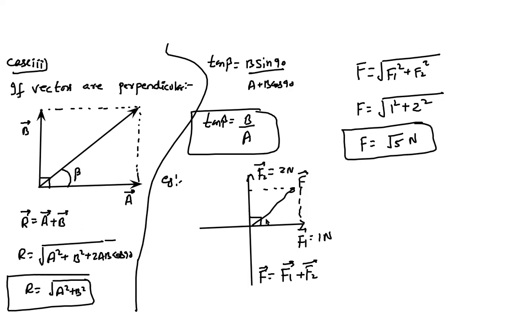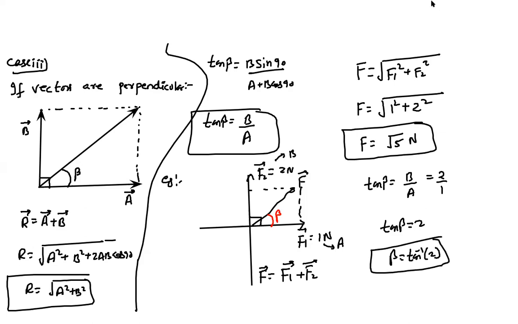Next, we'd also need to calculate the direction. Say this angle is beta. Tan beta is B by A. The vector with which you have defined your angle beta is A and this one is your B. So B by A means it's 2 by 1. So your tan beta is 2. Your beta is tan inverse 2. This is beta. Is it clear? This too will save some time. If you remember these special cases, then you can save something.